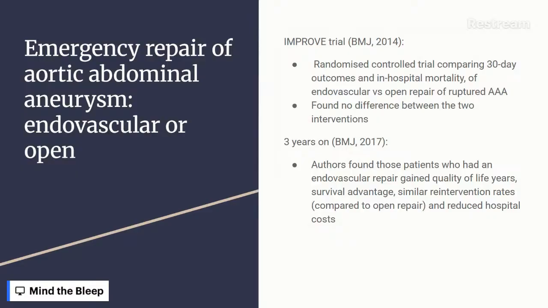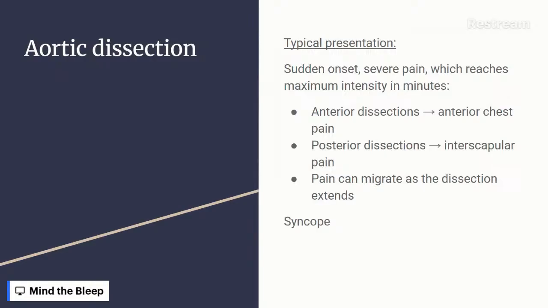But more recent data shows that those that take the endovascular option have an increase in their quality of life, their survival advantage, and generally reduce hospital costs and basically overall better outcomes for the patients. So typically, this tends to be the approach that is taken in most trusts because it's the one with better outcomes. Fine. So that's AAA.